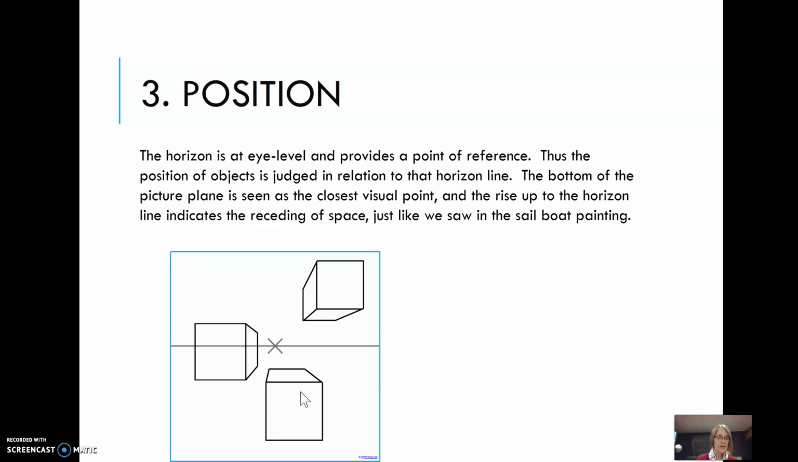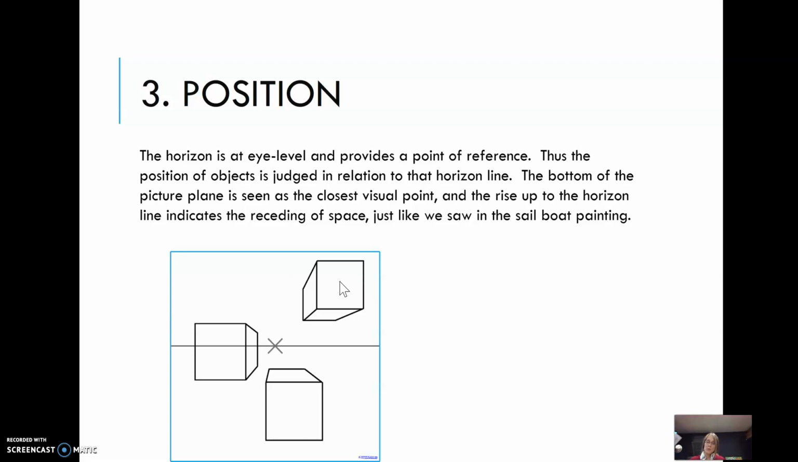So if we look at this box down here, basically it's a cube in space. We have the front of the box, which is a square shape, but then we see the back edges of the box and the top of the box. And as it goes back toward the horizon line, it's going back in space. This is the illusion of a three-dimensional box on a flat two-dimensional surface, okay? So the bottom of the picture plane is seen as the closest visual point, and the rise up to the horizon line indicates the receding of space, just like we saw in the sailboat painting.